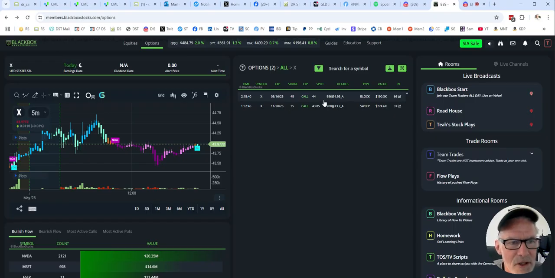Strike prices. Where's the current price? Spot price is at 44. So this guy is deep in the money. He spent $250,000 on his trade, and this guy's a little bit out of the money, and he spent almost $200,000 on his trade. Okay, nothing really out of the ordinary there.